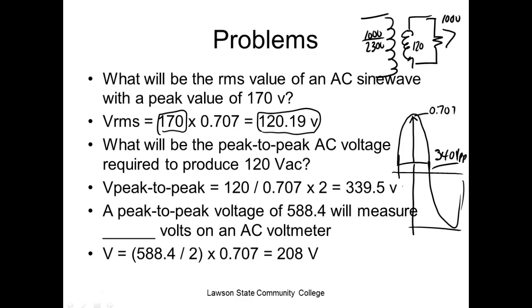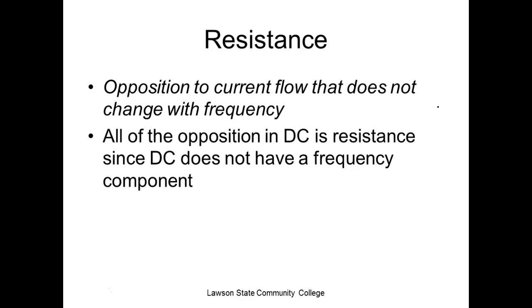If you change the voltage on a load, then the load is going to respond according to Ohm's law. But we're talking about the source. How do we get the power from the generators to our load? Everybody okay with resistance? So we're adding a little more definition to this. It says opposition to current flow that does not change with what? Frequency. All opposition in a DC circuit is resistance.